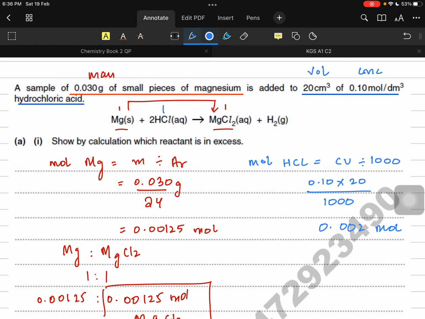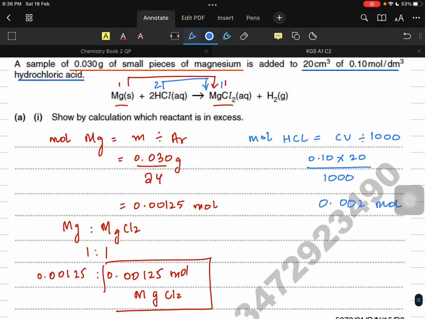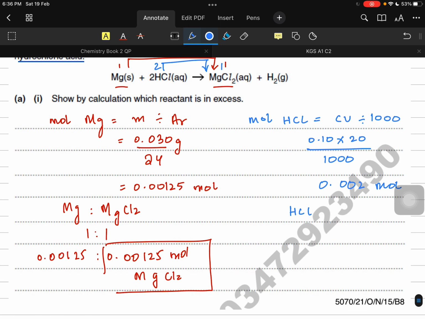Now between HCl and magnesium chloride, what's the ratio? It's 2:1. So between HCl and the same product magnesium chloride, the ratio is 2:1. So 0.002 moles can give us how much? It can give us 0.001 mole. So X is equal to 0.001 mole magnesium chloride.